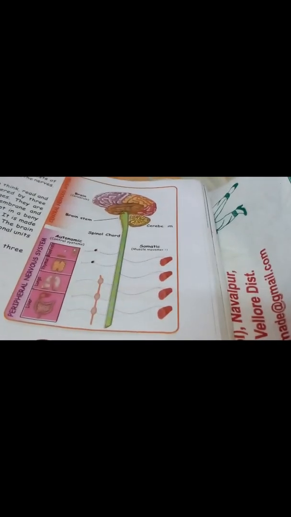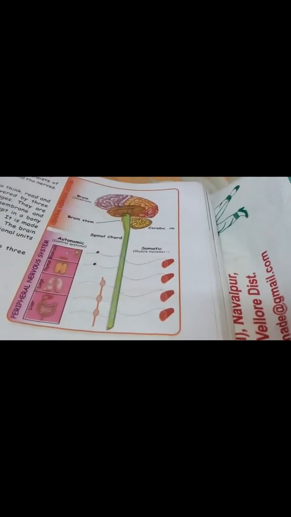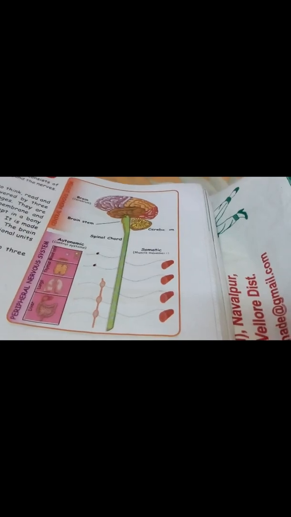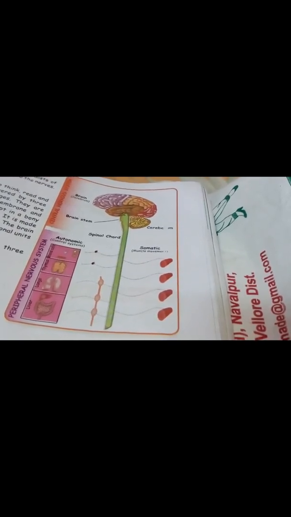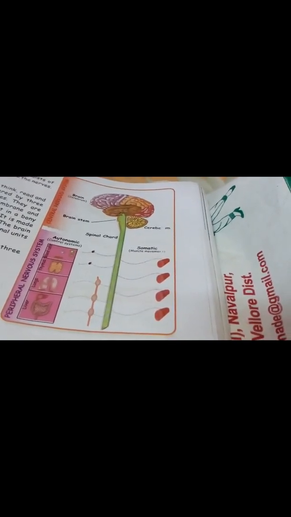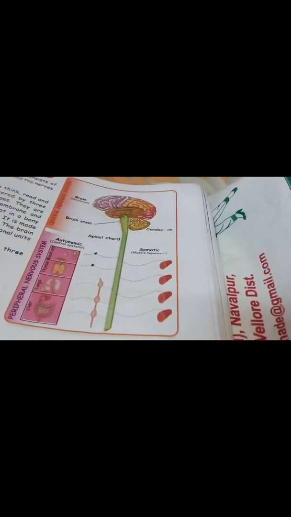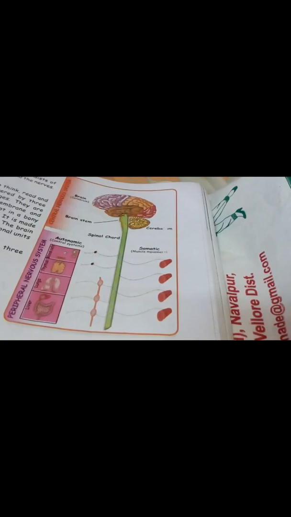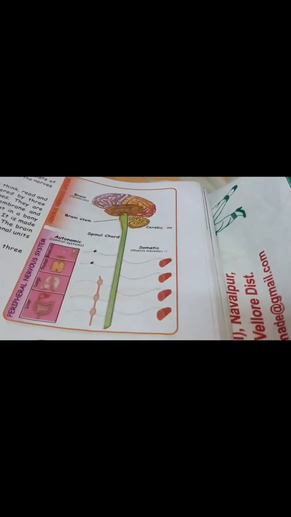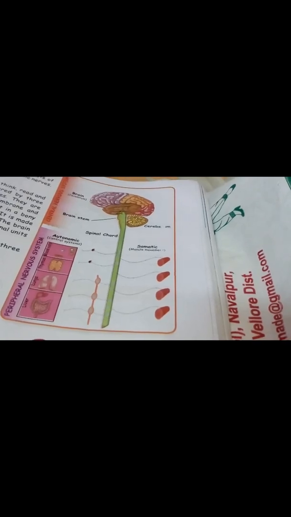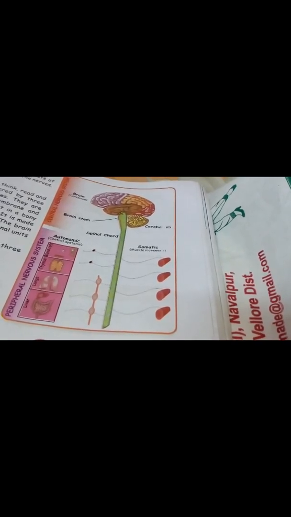The brain is covered by 3 membranes. They are dura mater, arachnoid membrane, and pia mater. The brain is kept in a bony case called cranium or skull. It is made up of 8 immovable bones. The brain is made up of millions of functional units called neurons.